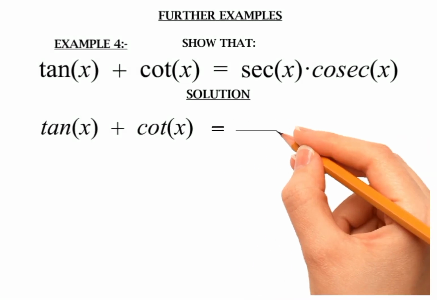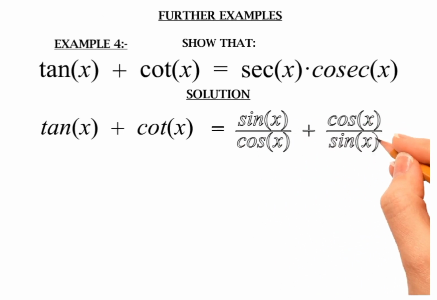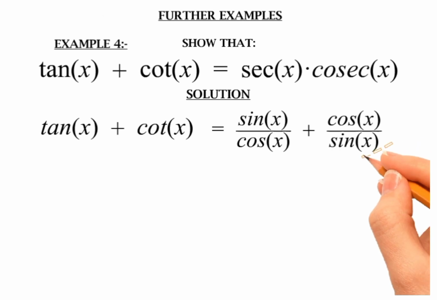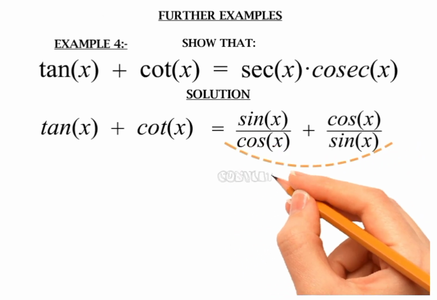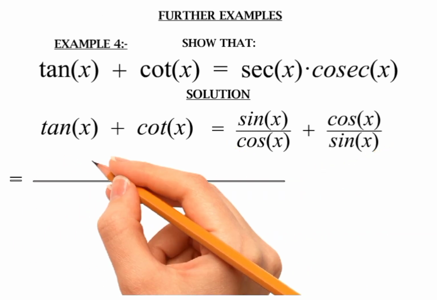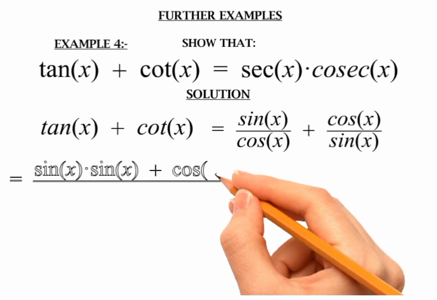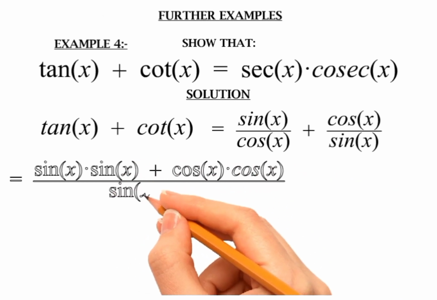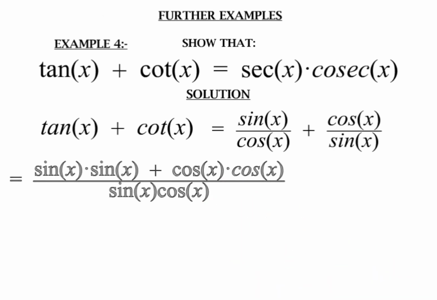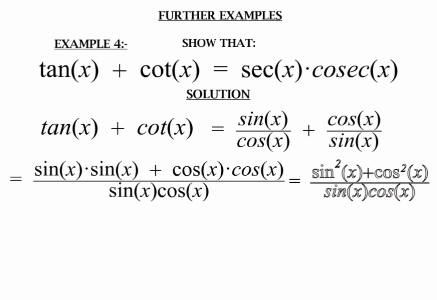Let's convert the tangent and the cotangent to functions of sine and cosine. To modify it as a single fraction, take the LCM of both, then apply the fraction conversion procedure. This gives (sin square x plus cos square x) over sin x cos x. The numerator, by the first identity, is equal to 1.